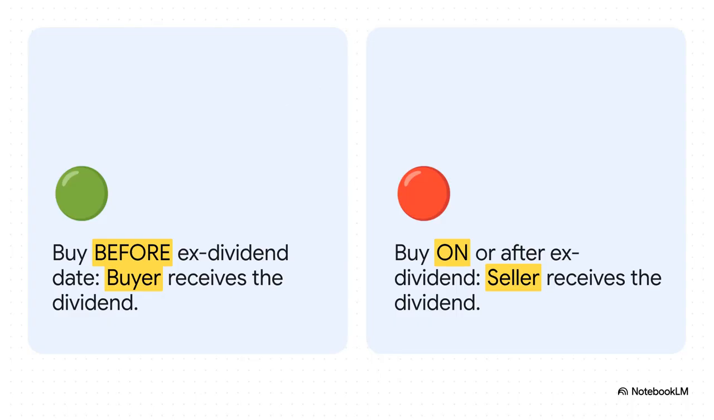Well, the ex-dividend date is a literal line in the sand. Crossing it dictates exactly whose pocket that money is going into. If an investor buys a share before the ex-dividend date, the buyer gets a dividend. Boom. But if you buy it on or after that date, the buyer gets absolutely nothing. The seller gets to keep it.